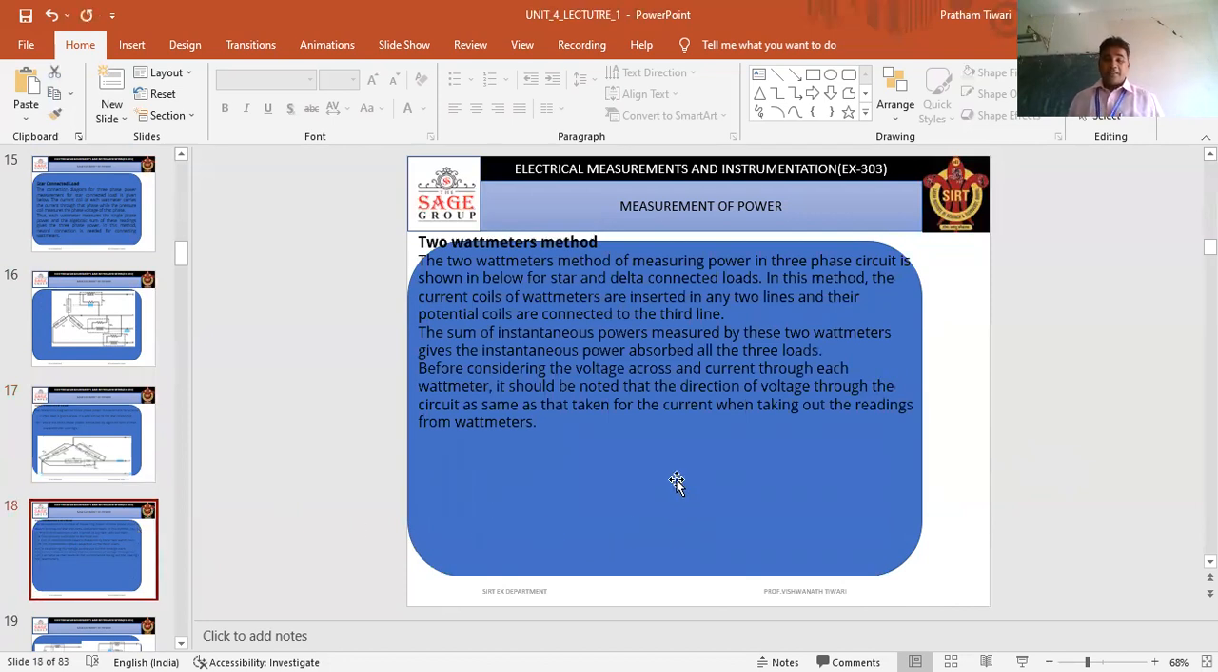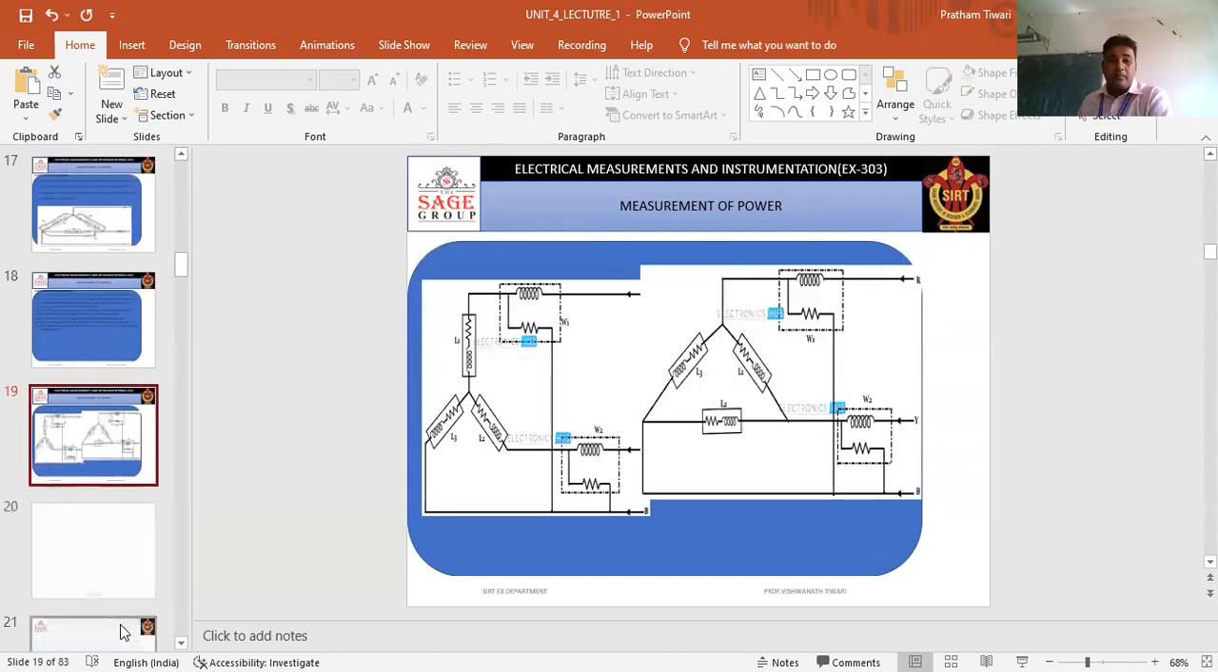Two wattmeter method: we require two wattmeters. Any two wattmeters are connected in any two lines. Like in this case, you have to see only two wattmeters are connected. This is the connection of a star connected load, and this is a delta connected load. In the two wattmeter method, any two wattmeters are connected in any two of the lines R, Y, B.